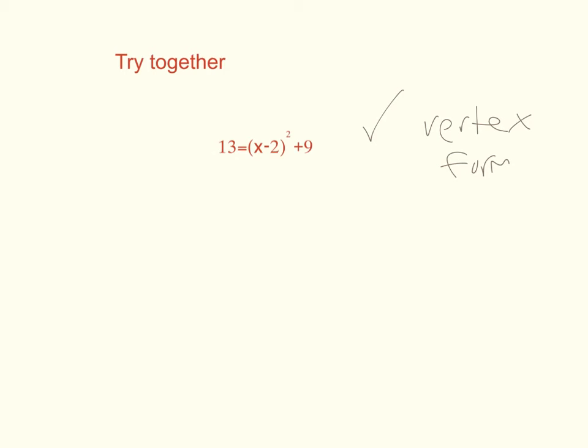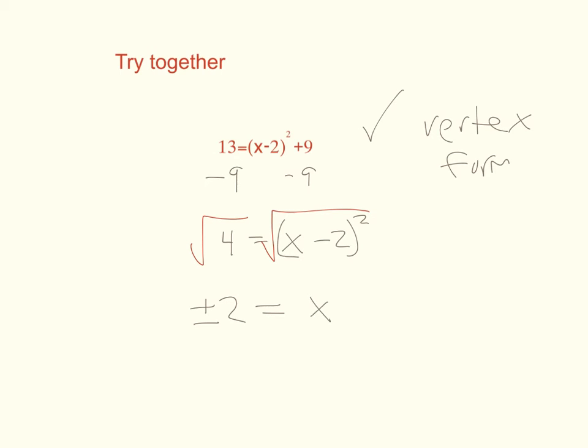So let's just do a little bit of algebra. I'm going to subtract 9 from both sides. All right, I'm left with 4 equals x minus 2 squared. From here, we are going to take the square root of both sides. This is where you've got to be careful, because when you take the square root of 4, we end up with plus or minus 2. So if you take the square root of a positive number, make sure that you get the plus or minus, otherwise you're going to only be half right.